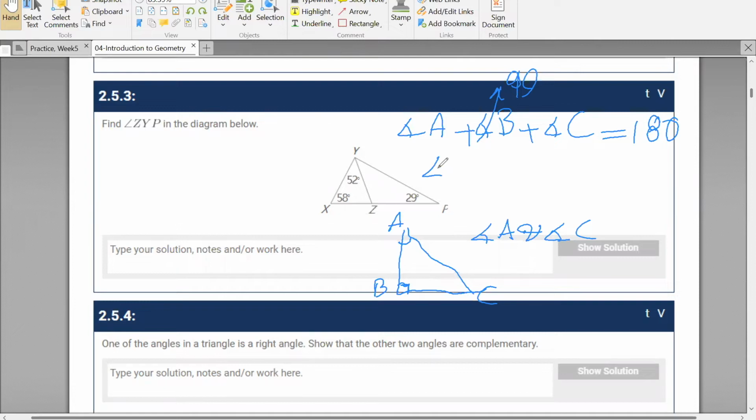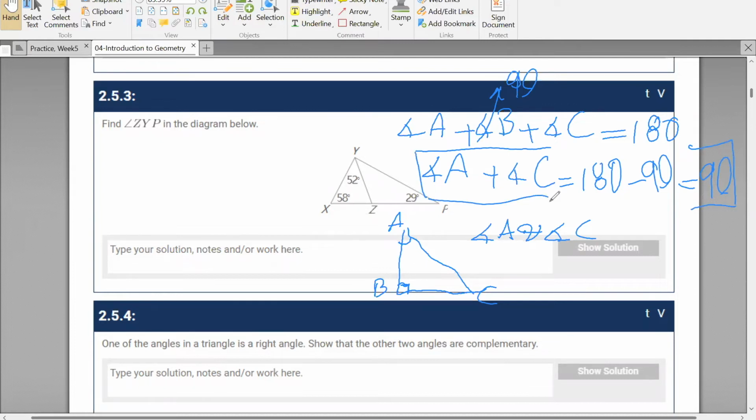But then if angle B is 90 degrees, because it's a right angle triangle, you just move this 90 over. So angle A plus angle C is going to be 180 take away 90. Now, what is 180 take away 90? It's just going to be 90. And that's that. Now we proved it. We just proved that angle A plus angle C is going to be 90 degrees. And that's the definition of complementary angles.